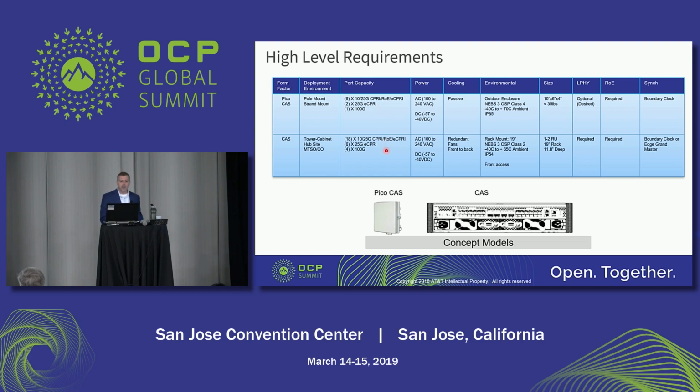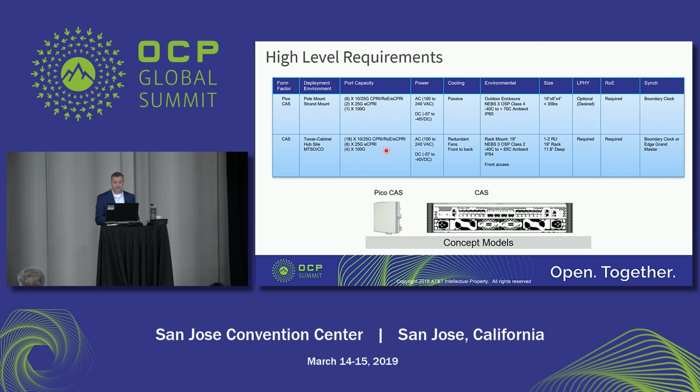We did the same type of approach on the larger unit that we call the CAS, the 1RU device, with 18 ports that would be the combo ports for CPRI and eCPRI. 6 would be exclusively CPRI, and we would specify 400 gig uplinks back to the hub. And I say back to the hub, our plan is to have the same SKU that could be deployed on both ends. So not only would it be deployed at the tower, it'd also be deployed at the hub.